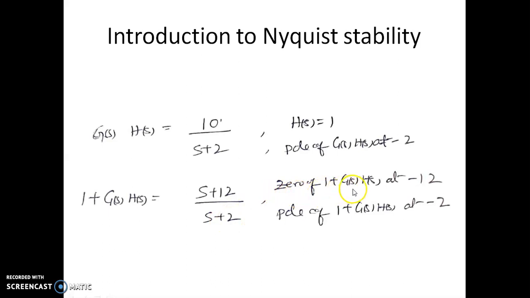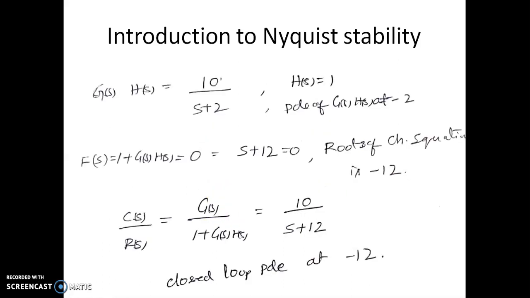The zero of 1 plus G(s)H(s) is at minus 12, whereas the pole of 1 plus G(s)H(s) happens to be at minus 2. So this is your open loop transfer function, and you are simply making 1 plus G(s)H(s). This will have a zero at minus 12, and this will have a pole at minus 2.